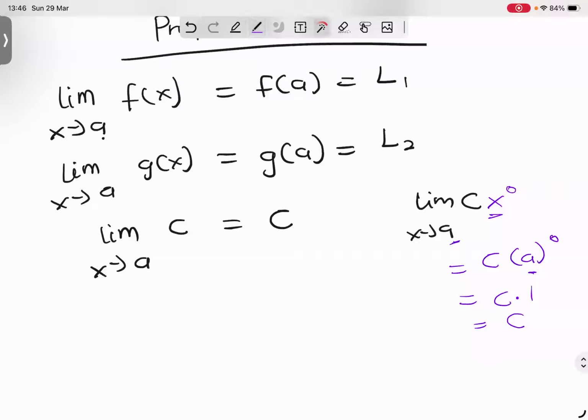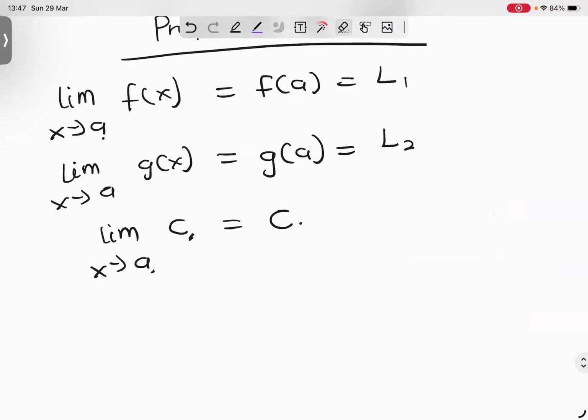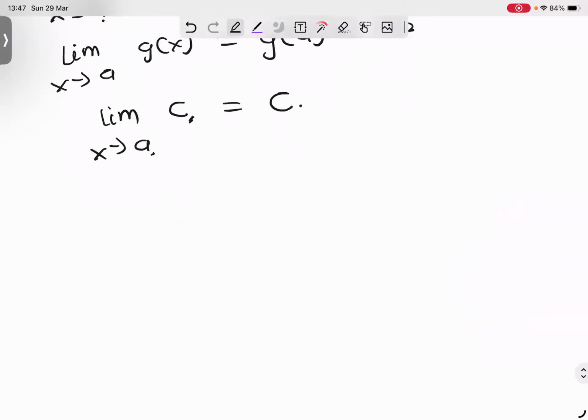So if the function under consideration is a constant function, then the limit as x approaches a, it doesn't matter the value that x is approaching, whether it is negative infinity, no, it doesn't matter. The limit of the constant function will always be the constant itself. We'll look at examples of these. So that is the first property of limit.